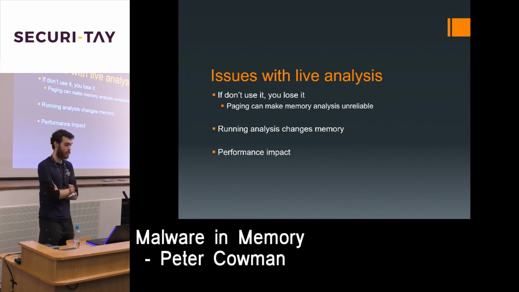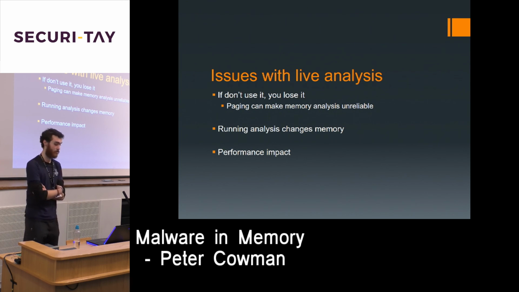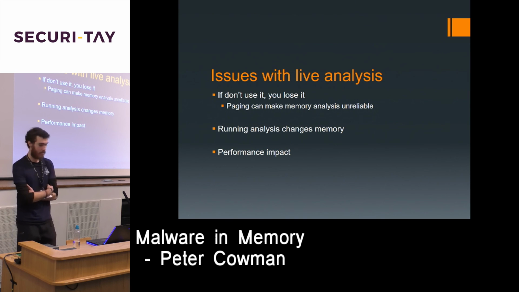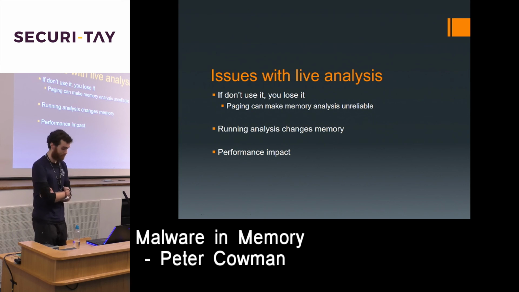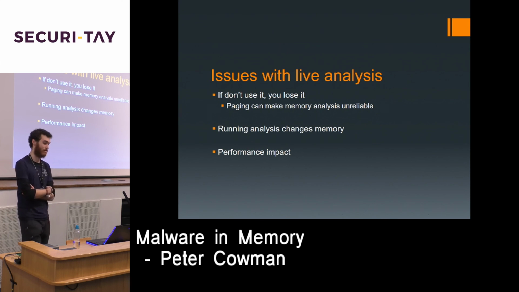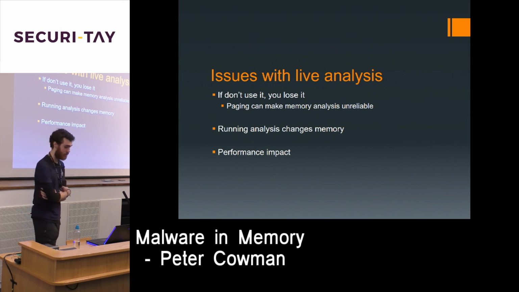If you don't use it, you lose it. Paging, and the fact it's volatile, means that if something's not being used or is finished, then it's moved. So it's not a constant environment. The very act of running analysis changes what you're looking at. You're running a program on the machine you're investigating, and that's causing stuff to be loaded into memory and causing paging to take place. So just the very act of analysis can change stuff.